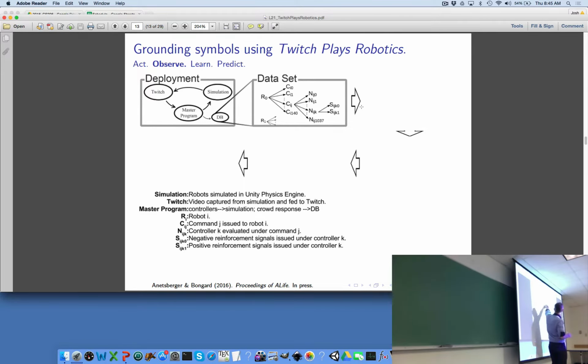During any given 5-minute period, there were a series of random controllers that were shown. So N stands for our controller, and a controller would be in control of the robot for 30 seconds. As the robot was being controlled by any given controller, in this case controller K, we collected the number of negative reinforcements we got back, so the number of no's that were typed in response to this controller, and we also collected the number of positive reinforcement signals we got for that controller. So far, so good? Right? Okay.